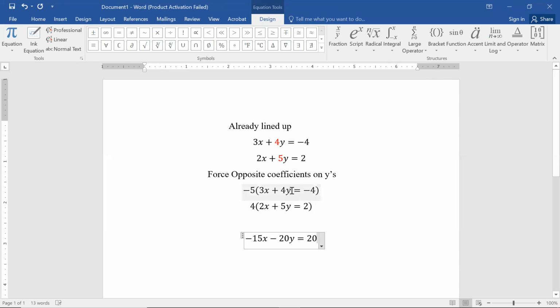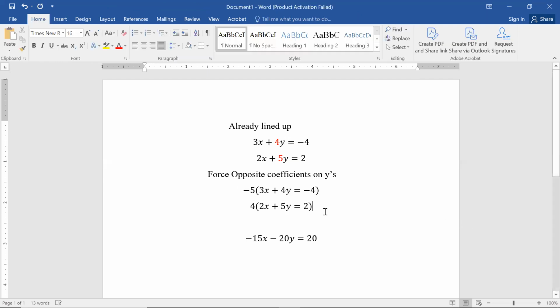By the way, some people will probably write parentheses around the left-hand side and parentheses around the right-hand side. I tend not to do that. I tend to just write parentheses around the entire equation. There's different ways to do it.